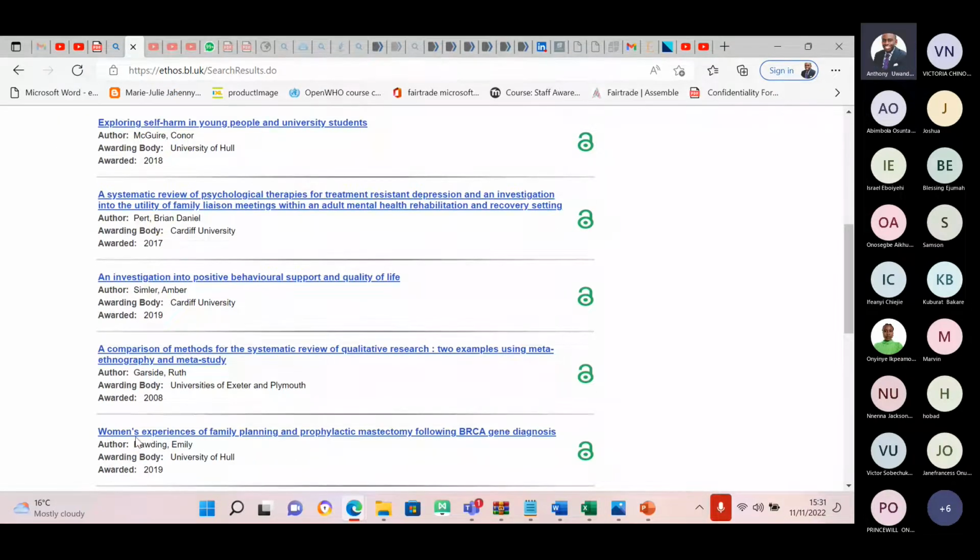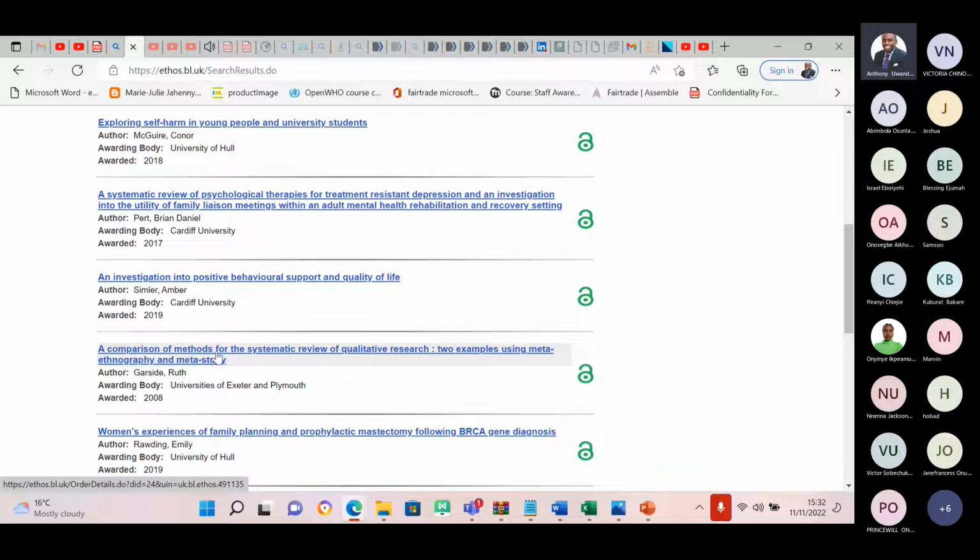Now look at this one. Women's experience of what? Family planning. Automatically, I know that this is a qualitative study. You understand from the title? Experience. You cannot use quantitative data or hypothesis to study experience. Comparison. So comparison group. The person that is asking for comparison.